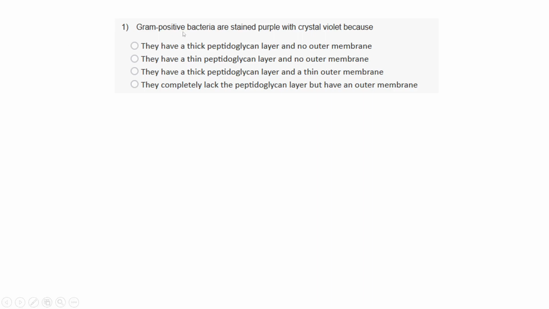So what will be the answer for this question? Gram-positive bacteria are stained purple with crystal violet because they have a thick peptidoglycan layer and no outer membrane; they have a thin peptidoglycan layer; they have a thick peptidoglycan layer and thin outer membrane; and they completely lack the peptidoglycan layer but have the outer membrane. So what will be the correct option? Option C. Option C.